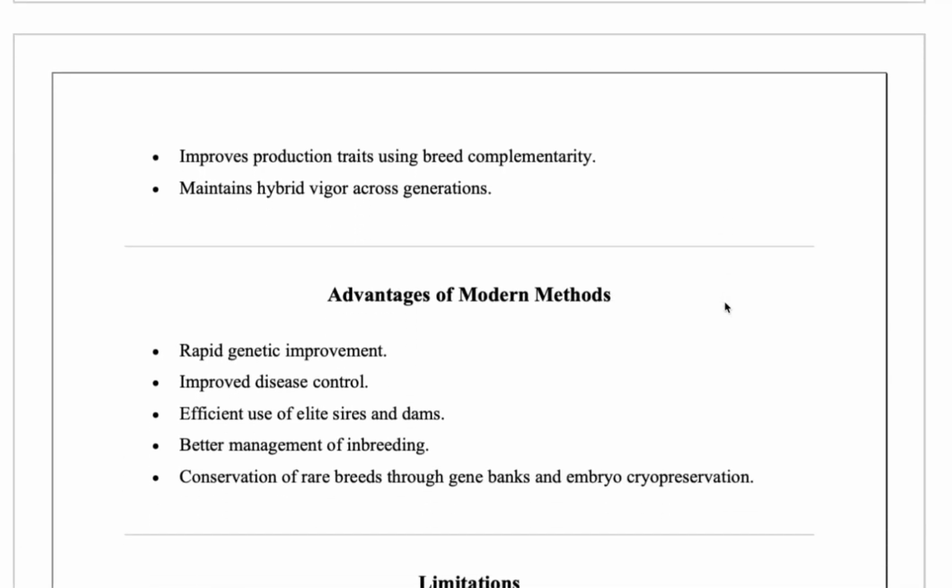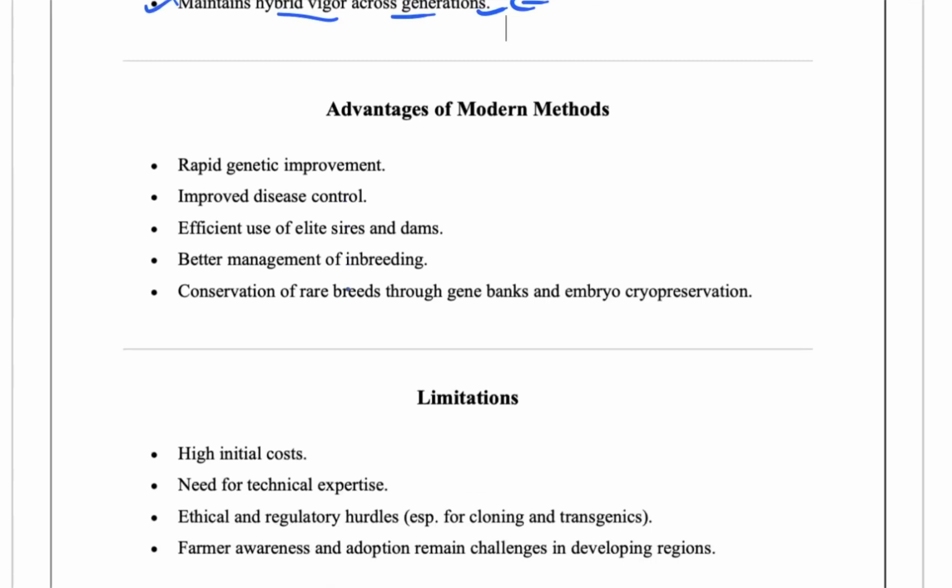The advantage is that production will improve, and using sires of the desired trait, you increase the production rate. Then there is maintenance of hybrid vigor across generations. This is the most important thing. So these are all the methods of modern technology used for the breeding of cattle and sheep. Advantages: rapid genetic improvement, improved disease control, efficient use of elite sires and dams, better management of inbreeding, and finally the conservation of rare breeds, very important, through gene banks and embryo preservation.